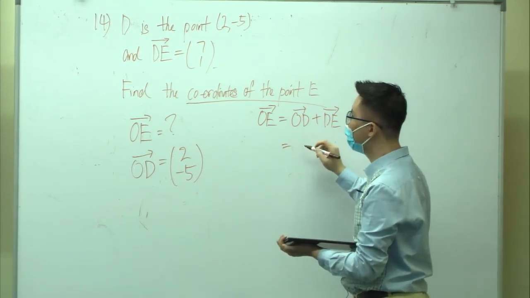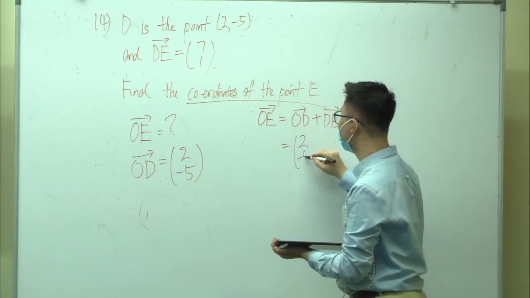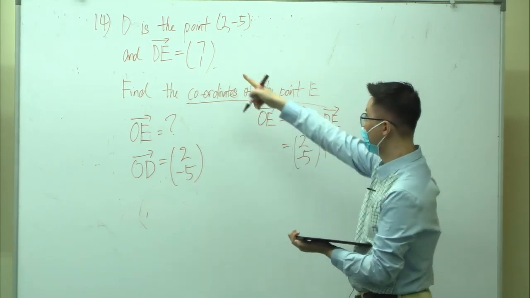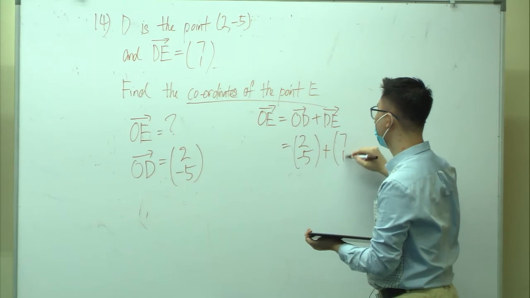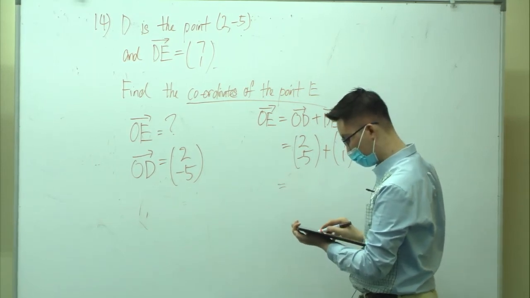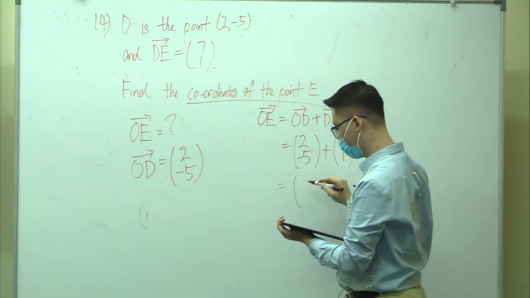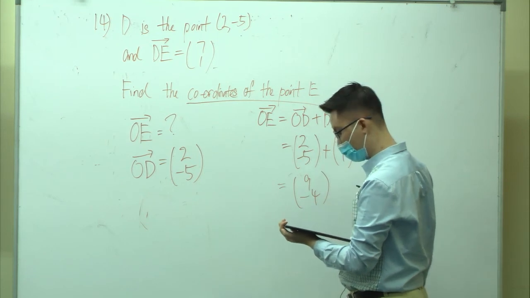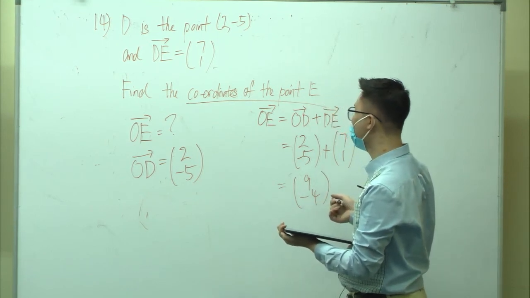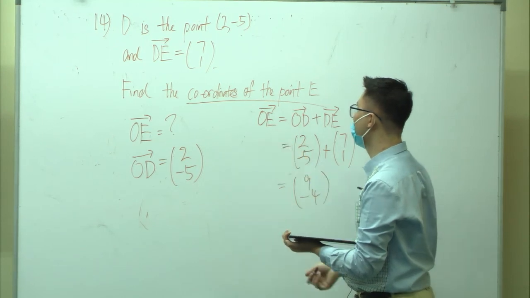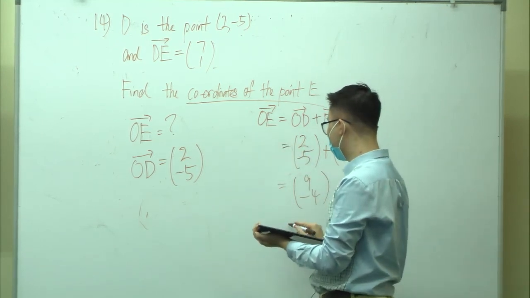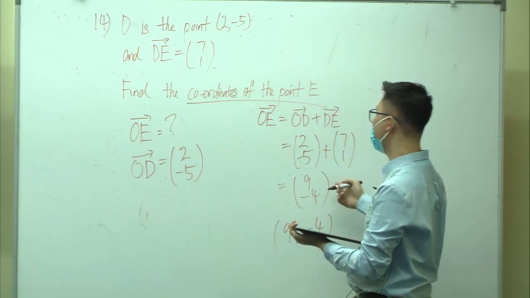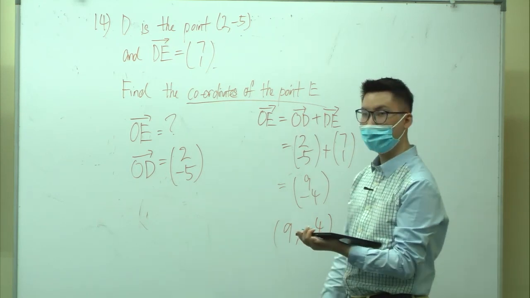Okay, so the OD will be 2, -5. Plus DE, 7, 1. And this you will get 9, -4. So here is your answer, right? As I say, if you want to find the coordinate of the point E, you just find vector OE. This will be the answer. So when you write the answer, you write this way, yeah? You write this way. This is the coordinate. This is column vector. This is the coordinate. Okay?